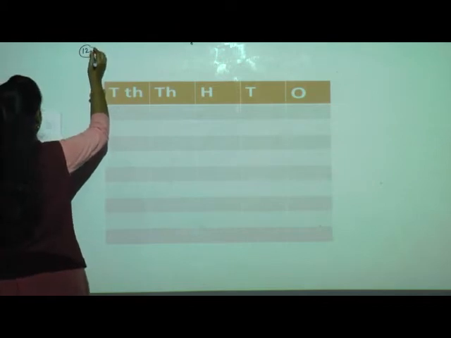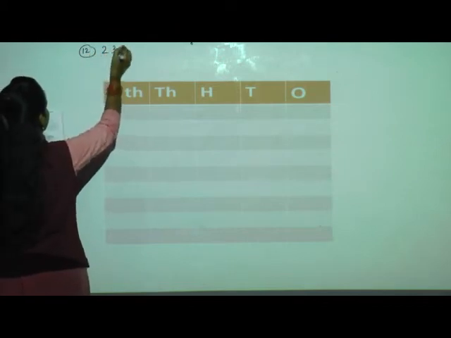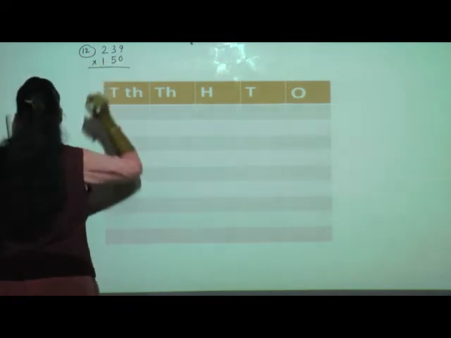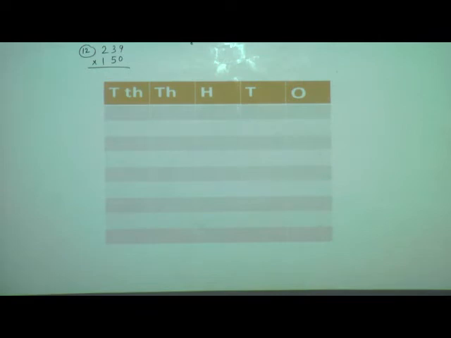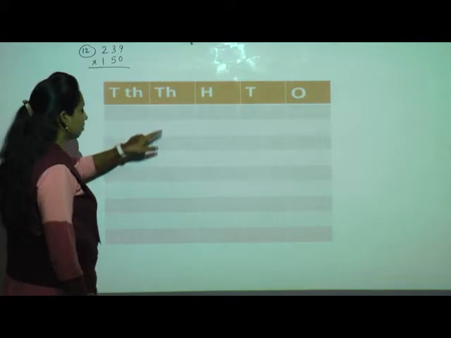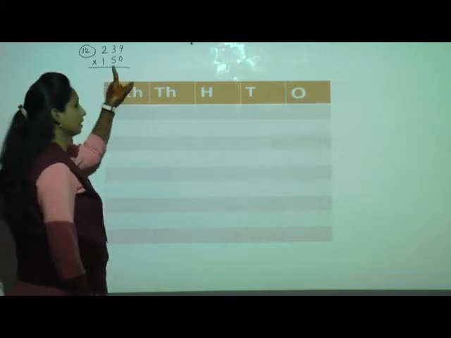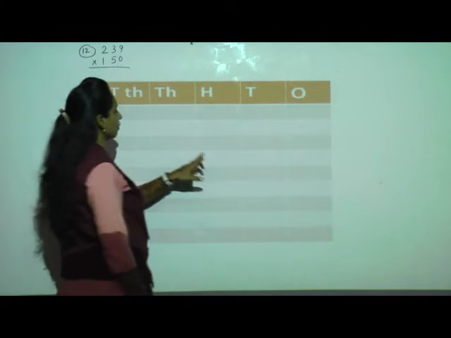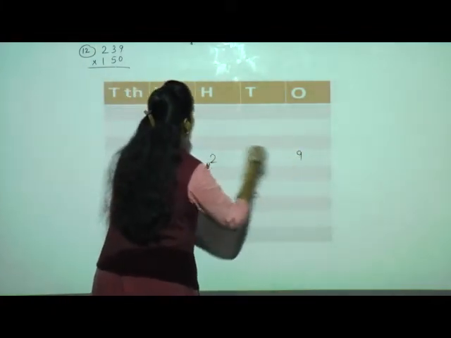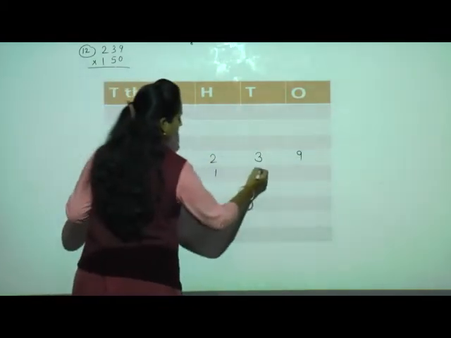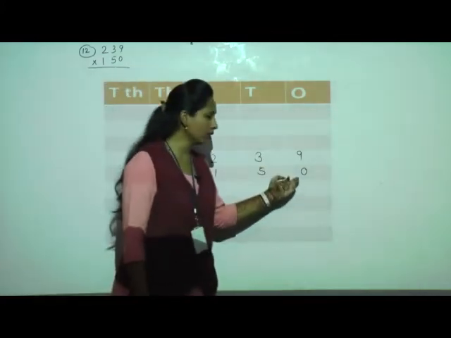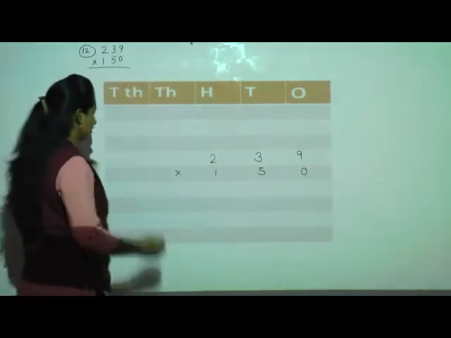Twelfth one. 239 multiplied by 150. Okay. Now 239, I'll leave 3 boxes for the carry because we are doing 3 digit multiplication. After leaving 3 boxes, I'll start writing from 100's place. 239 multiplied by 150. One more sum I am taking where 0 came in the multiplier. Okay. Now we will solve.